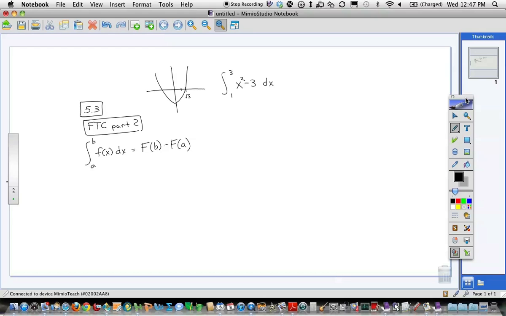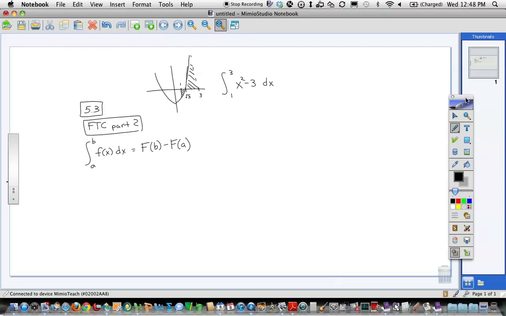So 1 would be right in here somewhere. 3 would be over here somewhere. So the area we're talking about would be this area. We'd be looking at that area right there, the area from 1 to 3. A little bit of negative plus a bunch of positive. So we'd expect it to be, but there's no geometry we can do there because that's a curve, and so those aren't triangles, those aren't anything we can do a geometric formula for.